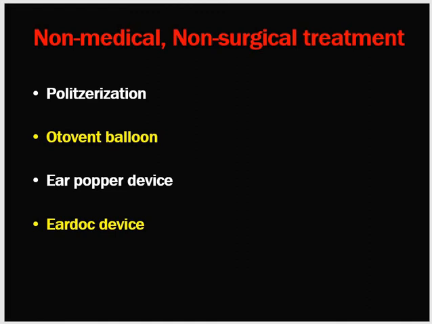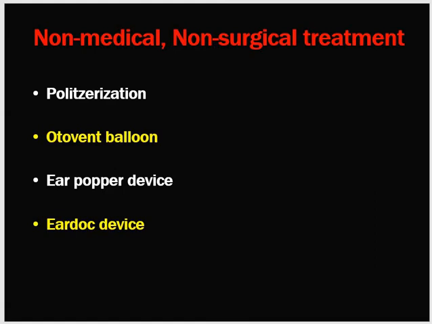Now, non-medical and non-surgical treatment. There is a certain role of non-medical and non-surgical treatment. They are Politzerization, Otovent balloon, ear popper device, and the ear dog device. They are not very commonly used, but when the child is not compliant to medicine, then we can use these alternate ways.